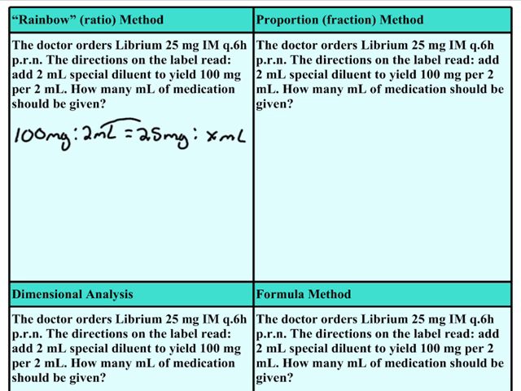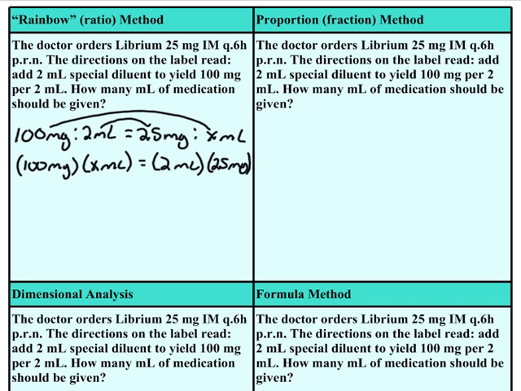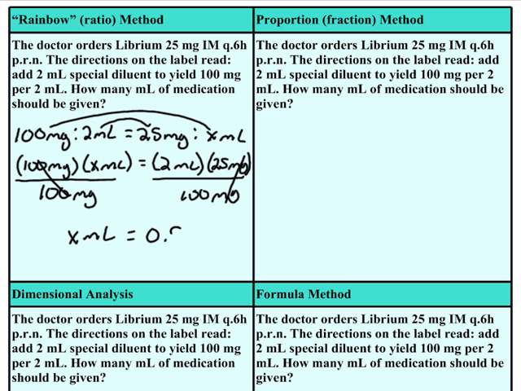We can do this by multiplying our means and our extremes. 100 milligrams times x mL equals 2 mL times 25 milligrams. To get x by itself, we divide both sides by 100 milligrams. And we discover that 2 milliliters times 25 divided by 100, we are going to have to give 0.5 milliliters.